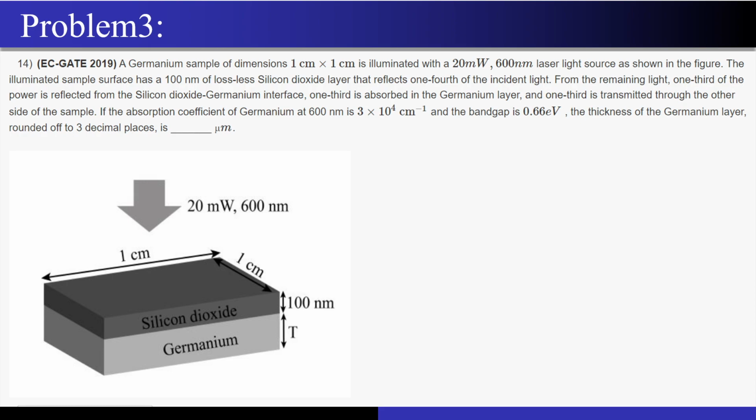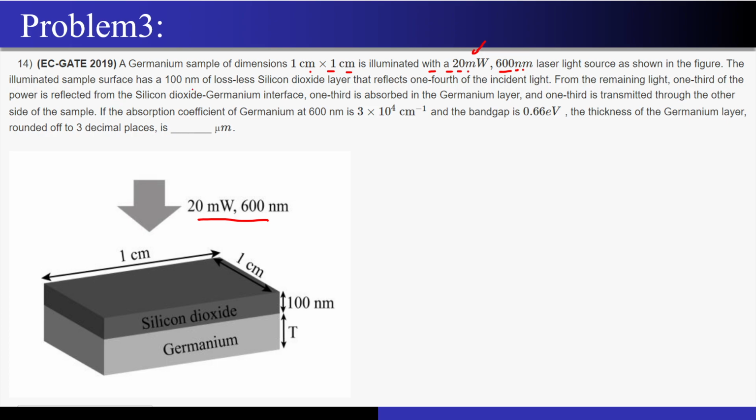Now we will look at this very interesting problem that came in the GATE exam 2019 in the electronics and communication paper. What they have given is a germanium sample of dimension 1 centimeter cross 1 centimeter, illuminated with a power of 20 milliwatt. This came from a laser light having a wavelength of 600 nanometer. So this is what has been shown over here.